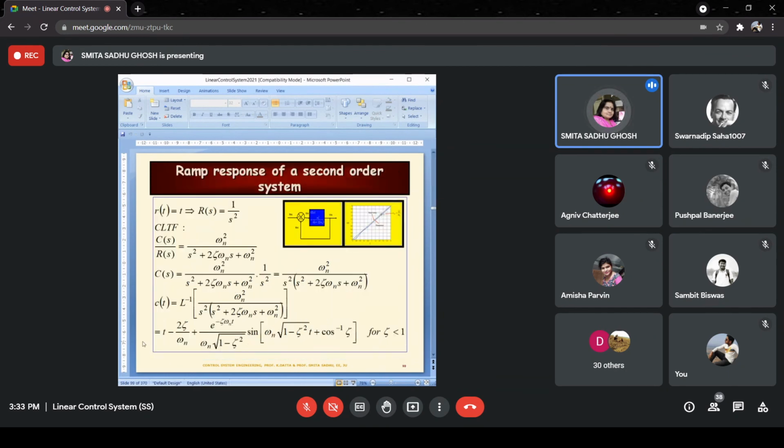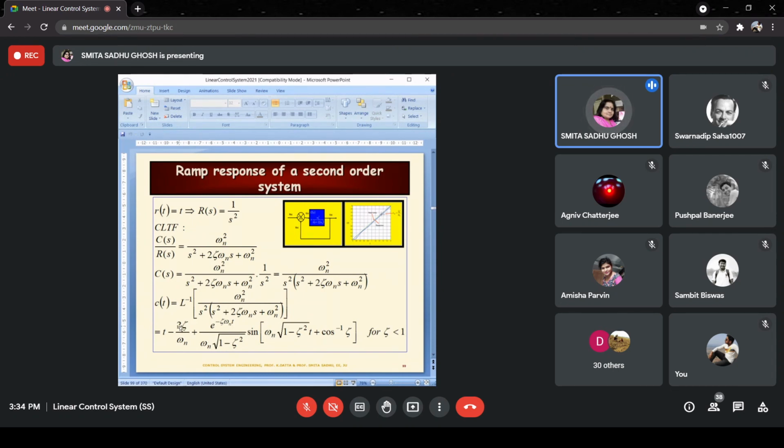So from this response now, if I were to find the steady state error, first of all, in the steady state, t tends to infinity, fine. And if I were to find the steady state error, it means the steady state error is supposed to be equal to what? First of all, I will take the difference between the input and output, right? So my input was t. The output is t minus this plus this, right? Then I take the limit as t tends to infinity.